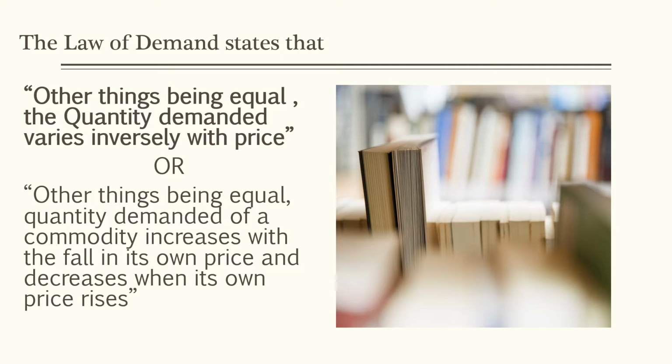Now, I'd just like to explain to you what those other things are. In economics, there is a Latin term called ceteris paribus, and it means other things being constant or other things being equal. What are these other things? These other things are the assumptions. We assume certain things before we come down to state our law. And so in the next slide, we are going to study about the assumptions of the law of demand.